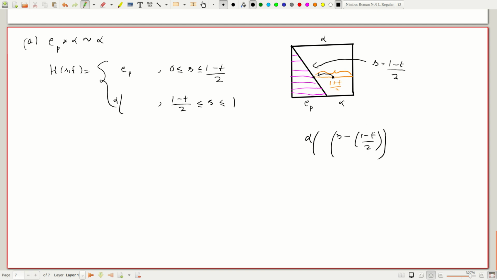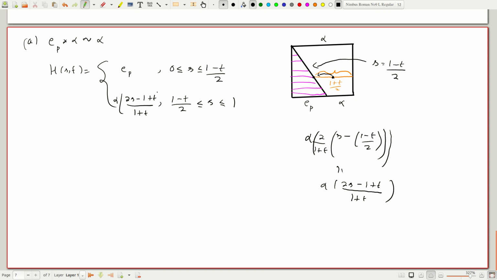But now I also want to change it by the speed. And the way I change it by the speed, remember the speed is going to be 2 over 1 plus t. So let's get rid of these 2's. This is going to be alpha of (2s minus 1 plus t), and I divide it by just 1 plus t. So let's take it as (2s minus 1 plus t) divided by (1 plus t).